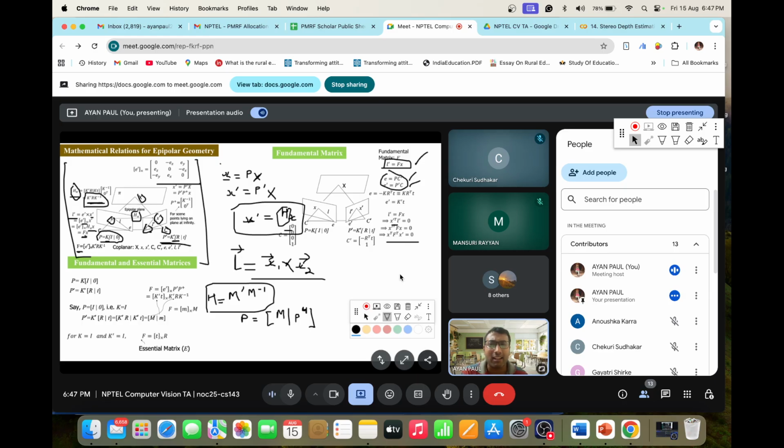And L dash is very simple. L dash is nothing but F into X, the fundamental matrix into your left image point. That will give your right epipolar line, L dash. So these are the three or four formulas that are of major importance till now.